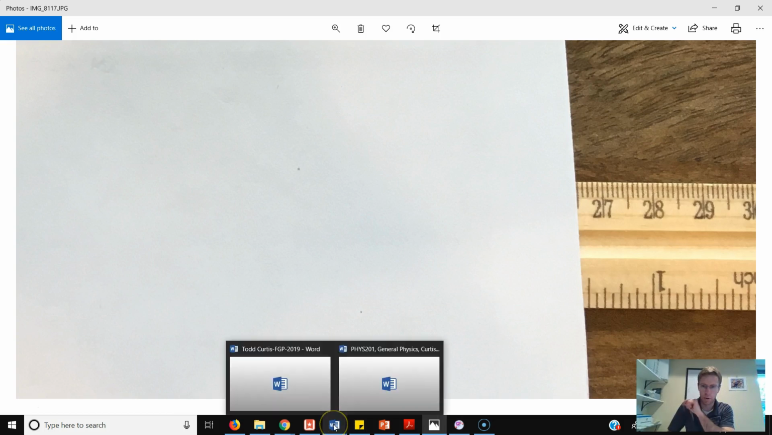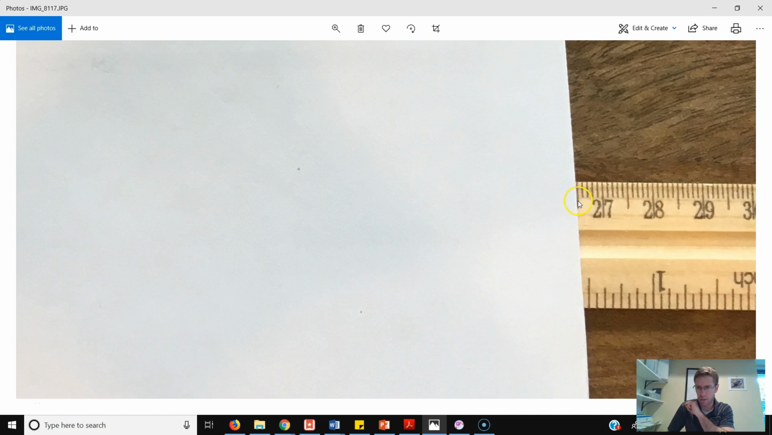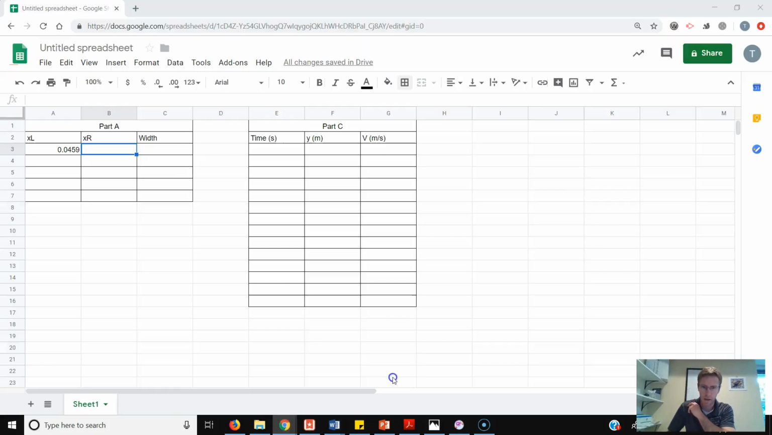So let's just see 0.264, and then we estimate on a scale of 1 to 10. Again, it looks pretty close to the edge, but there's a little more space there, so maybe I would estimate something like a 7. So we go back here, and then we would put 0.2647, and then the width of our piece of paper is just equal to the larger one minus the smaller one, and that would be my width.